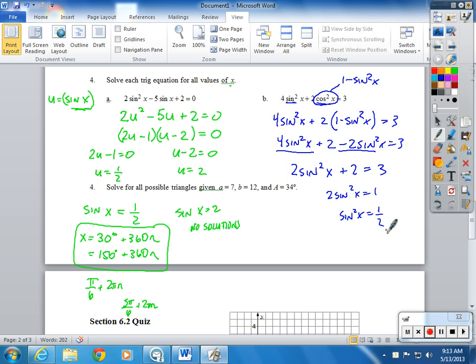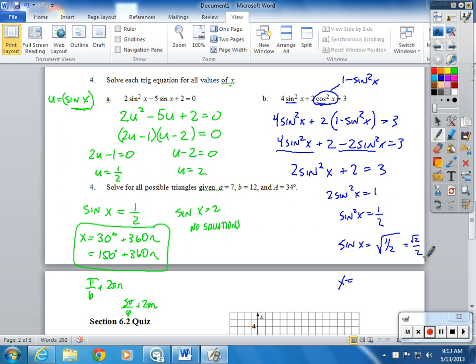Divide by 2. So sine squared x equals 1/2. All right, square root both sides. So sine of x equals the square root of 1/2. Which means I can do inverse sine of square root of 1/2, unless I know what that equals. And I do. It equals root 2 over 2.